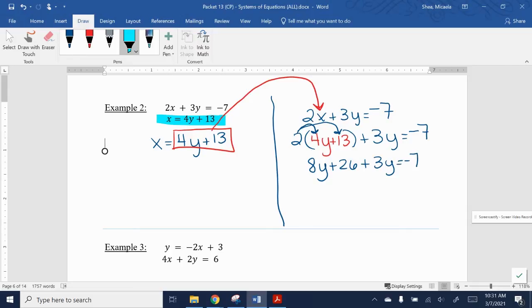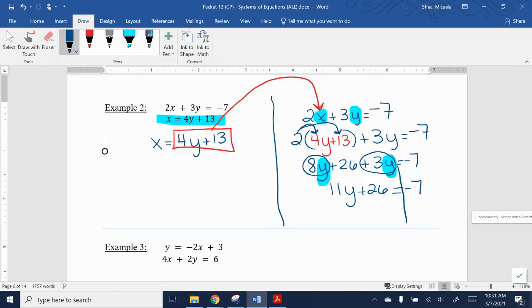Notice we started with 2 variables in the original equation, and now we have the same variable instead. They're both y's instead of an x and a y. So we're going to combine like terms, the 8y and the 3y. They're on the same side of that equal sign, so we add them. 8y plus 3y is 11y, plus 26 equals -7.